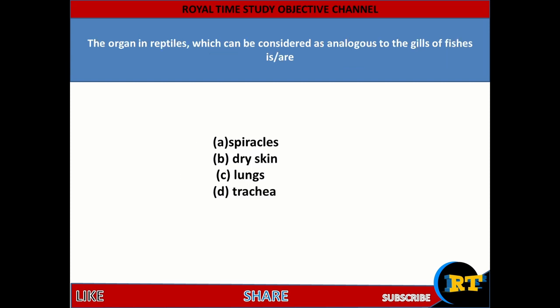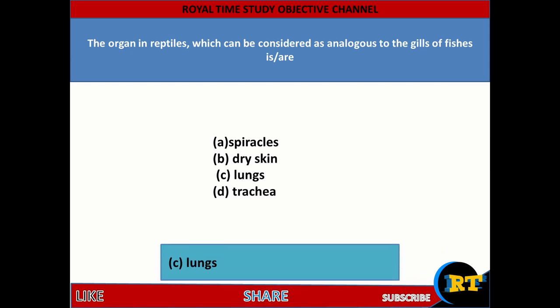The organ in reptiles which can be considered as analogous to the gills of fishes is/are A, spiracles, B, dry skin, C, lungs, D, trachea. And the correct answer is option number C, lungs. Now let's move to the next question.